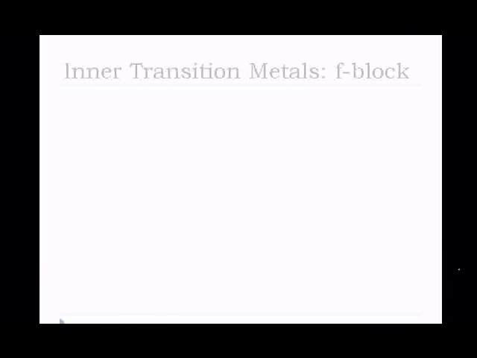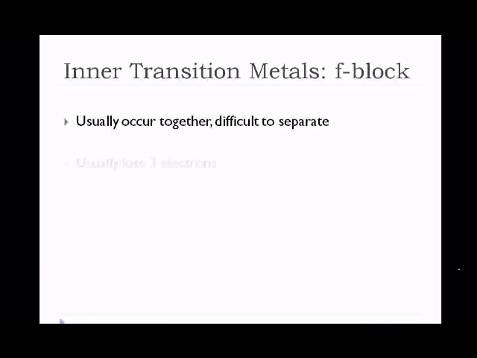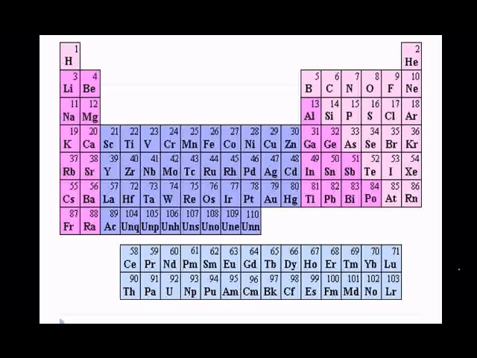Our inner transition metals are the F block. These usually occur together and are very difficult to separate. These tend to usually lose 3 electrons and are of little commercial importance. These, in our F block, are our inner transition metals. Remember, they occur in this area here.